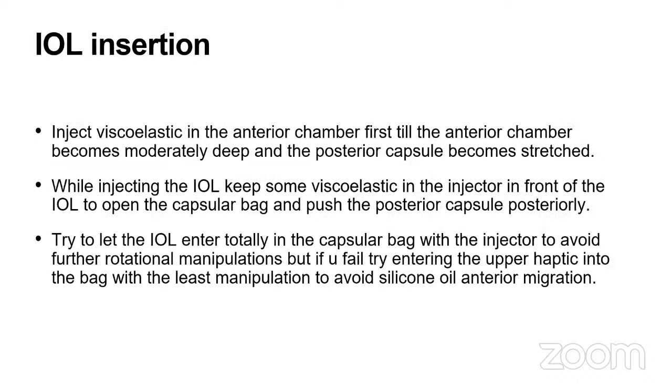Then coming to IOL insertion. So we have to inject viscoelastic in the anterior chamber first till the anterior chamber becomes moderately deep and the posterior capsule becomes stretched. While injecting the IOL, it's better to keep some viscoelastic in the injector in front of the IOL to open the capsular bag and push the posterior capsule posteriorly.